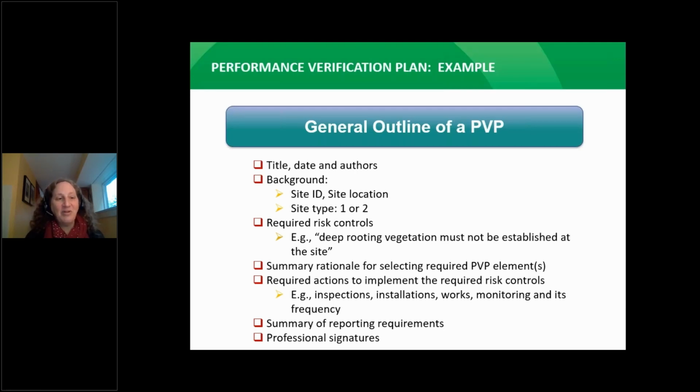A section that describes the required risk controls. The example provided here is that deep rooting vegetation must not be established at the site, and the rationale behind the risk control. A section that describes the actions needed to implement the risk controls, for example, site inspections, installations, monitoring, and the frequency of monitoring to ensure that the risk controls continue to work. Contingency plans need to be indicated as well. Also include a section that describes the annual reporting requirements, and again, include those professional signatures. Next slide, please.